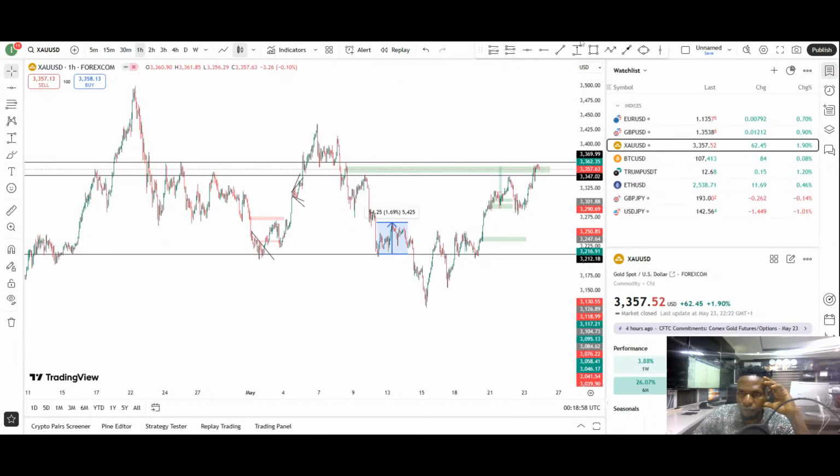Let me open MT4 before these people will continue to threaten me. Let me open MT5.